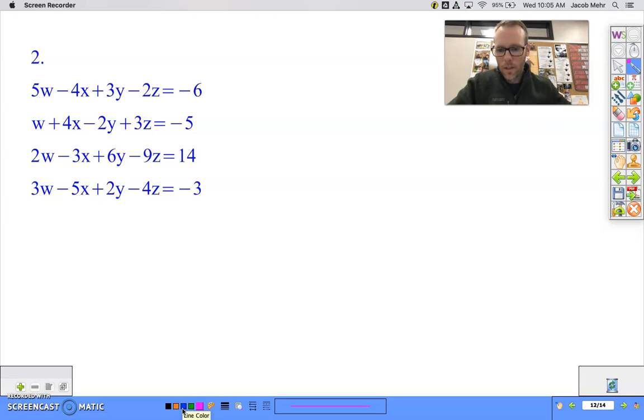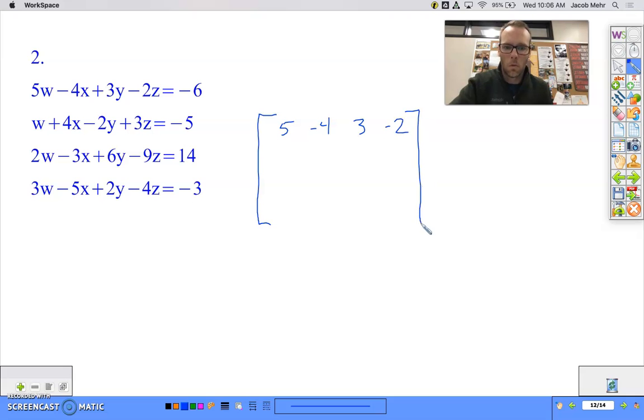So remember that our first matrix is our coefficient matrix. This is going to be a 4 by 4. Remember, it has to be square if we're going to find an inverse. So we've got 5, -4, 3, -2. We've got 1, 4, -2, 3, 2, -3, 6, -9, 3, -5, 2, -4.